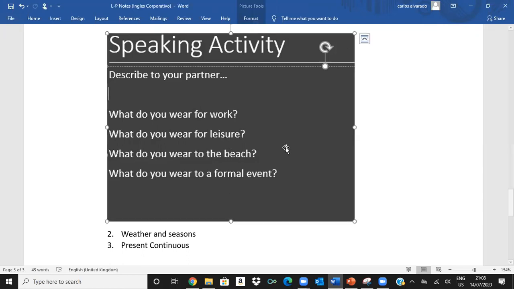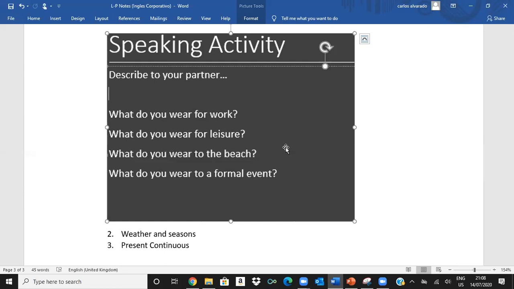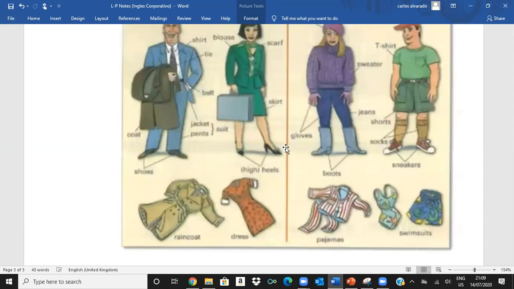What do you wear when you are home? Let's say, for example, Sara, what do you wear for leisure? ¿Qué quiere decir leisure? When you're home, relaxing. I wear short. Oh, I wear blue short. Pink blues. I wear black shoes.